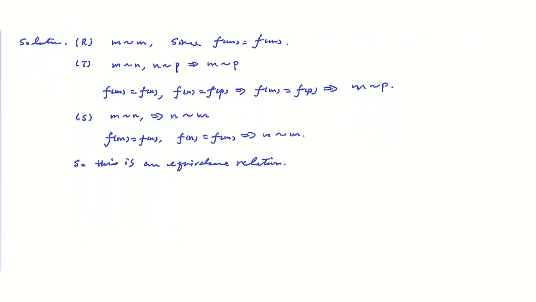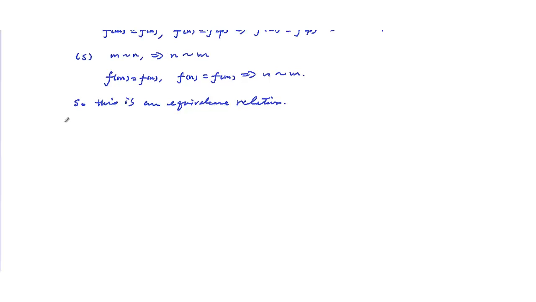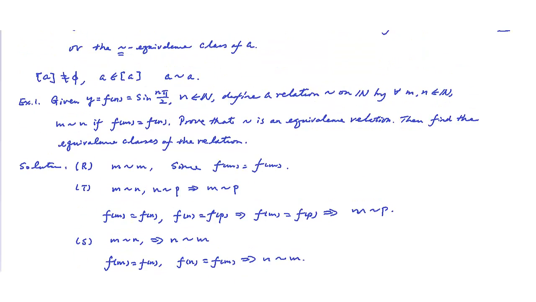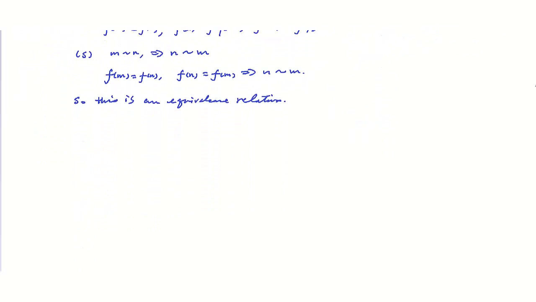Now let's look at equivalence classes. To find equivalence classes, by the definition, m is related to n if the values are the same. So to find the equivalence classes, we need to evaluate the function. First, let's look at the equivalence class of 1. This means we need to find all natural numbers m such that f(m) = f(1). So you need to calculate f(1), and then f(2), f(3), f(4), and so on.